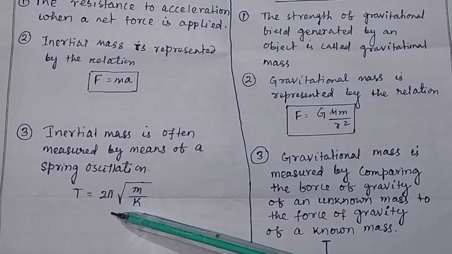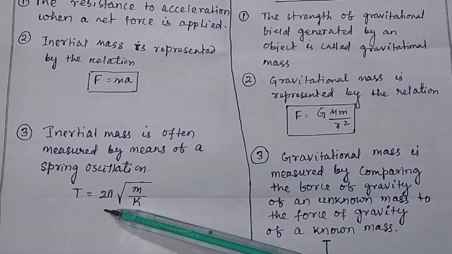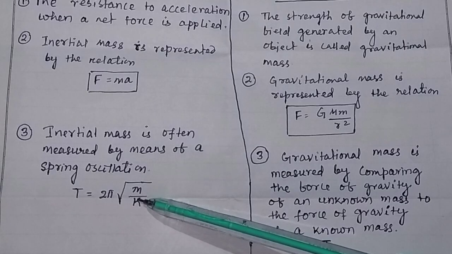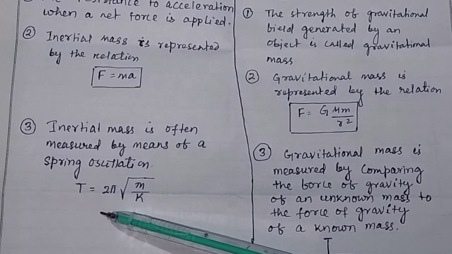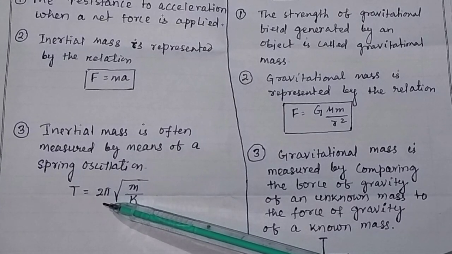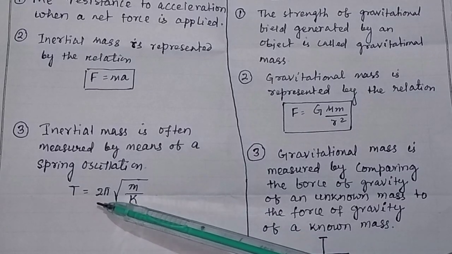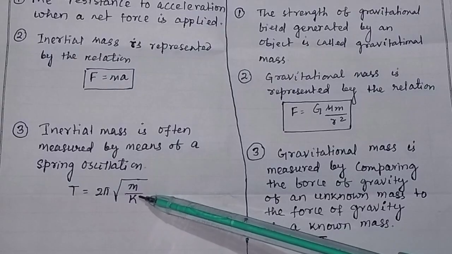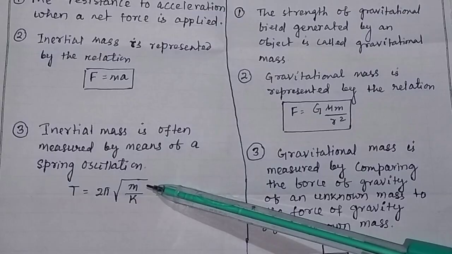You have a simple relation. The time period of spring oscillation is given by T equal to 2π times square root of m by k, where k is the spring constant, m is your inertial mass, and T is the time period. So you calculate the time period from the experiment, of a known spring having spring constant equal to k, and by using this relation you can calculate the inertial mass.